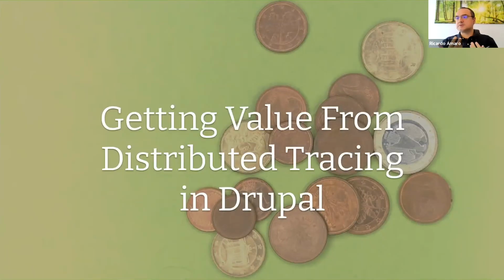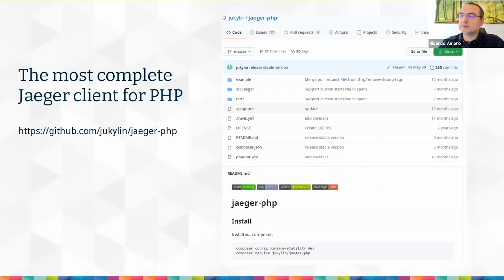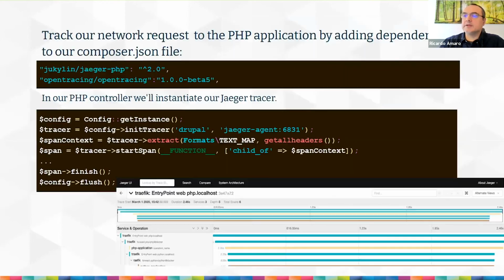So we now start to see how we can get value from distributed tracing in Drupal. But we don't have a proper module yet, and this is actually one of the key things of this presentation. There are different Jaeger clients for PHP. The most complete one at the moment seems to be this one here. The code is a little bit messy, but it works.